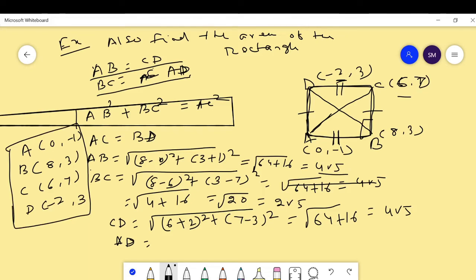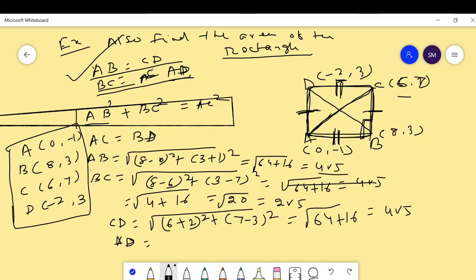Then by using distance formula, we find out the length of AB, BC, CD, and AD. If these 4 vertices are vertices of a rectangle, then at first we have to prove that AB equal to CD, means opposite sides have the same length, and BC equal to AD. Then this may be a parallelogram, but we have to prove that these 4 vertices are vertices of a rectangle. By using Pythagoras theorem, we prove that AB square plus BC square is equal to AC square. Then this means this is a right angle.